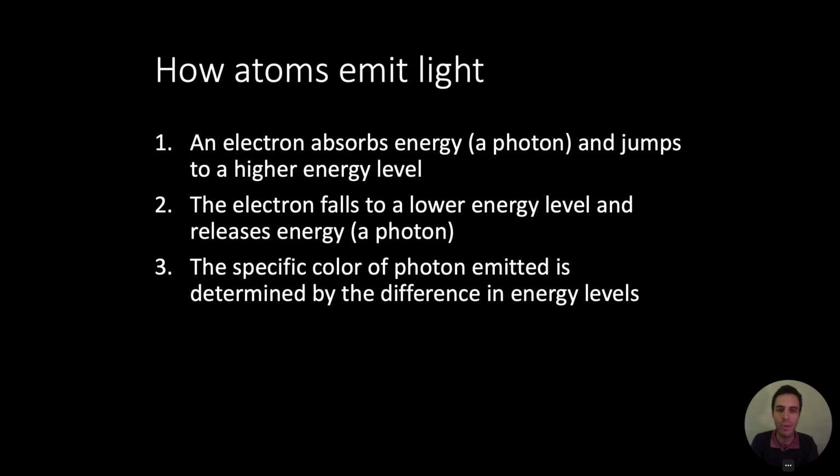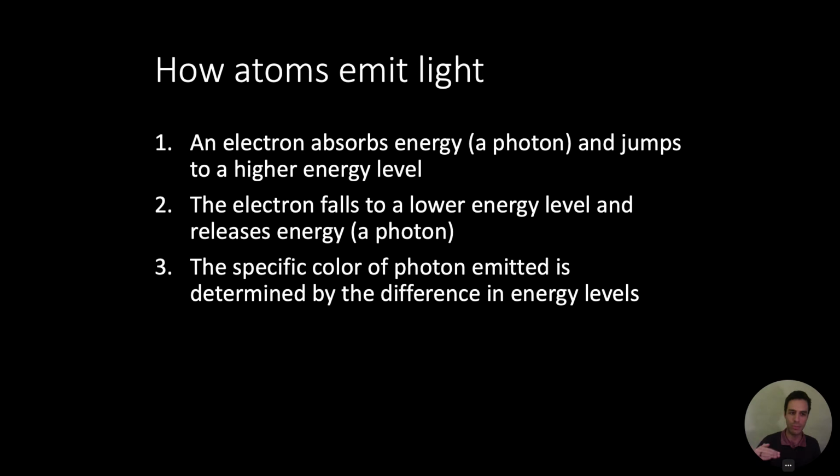Step 1, this is what we saw in the simulation. Step 1, an electron absorbs energy, usually from a photon. A photon is a light particle. And when it absorbs that energy, it jumps up to a higher energy level. Right? So it's on level 1, that's called the ground state. And when it absorbs energy from a photon, it jumps up to a higher energy, level 3, level 4, or whatever it is. And then, now that the electron has all that energy, at some point it will fall down to a lower energy level, right?